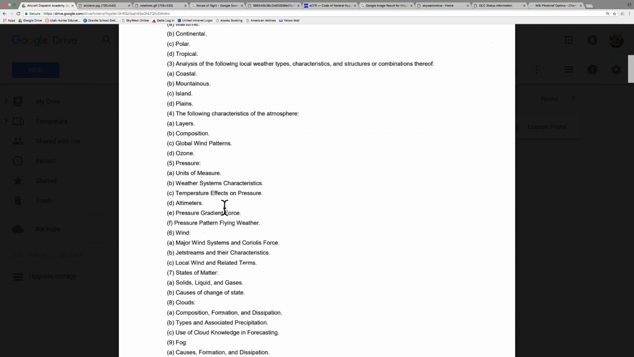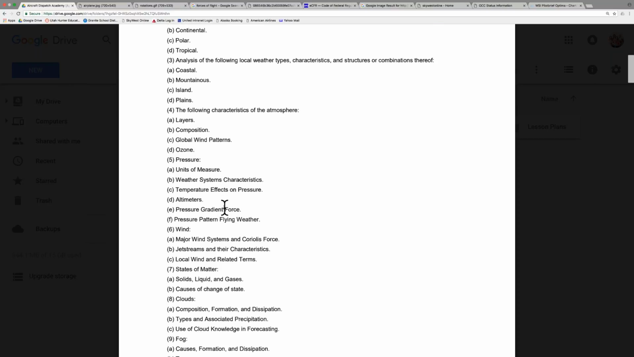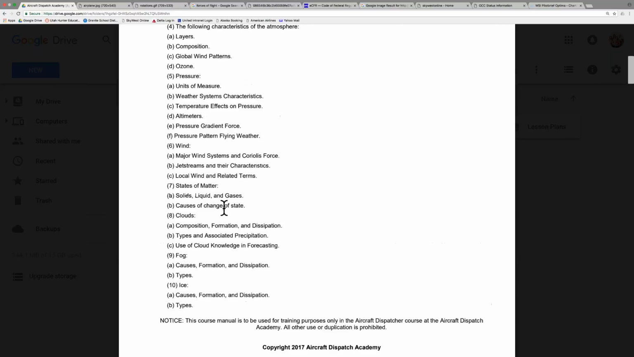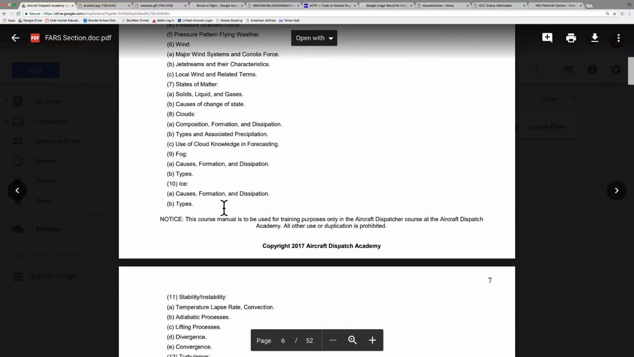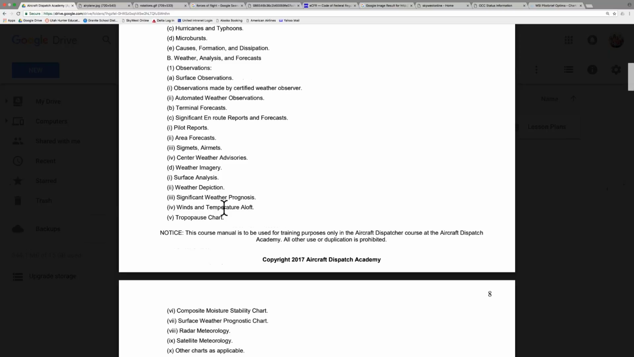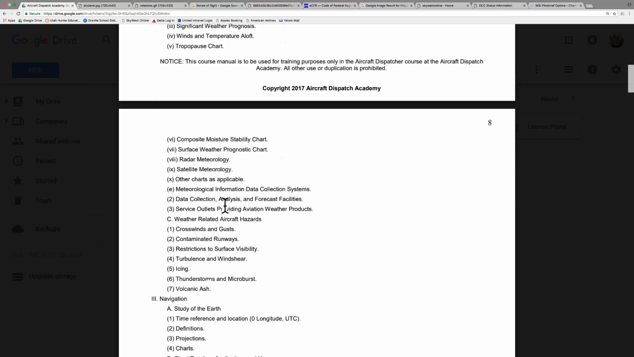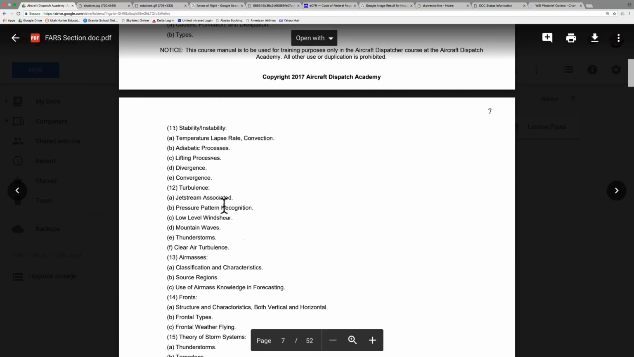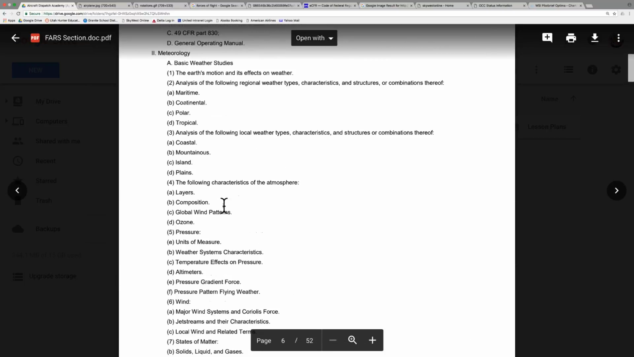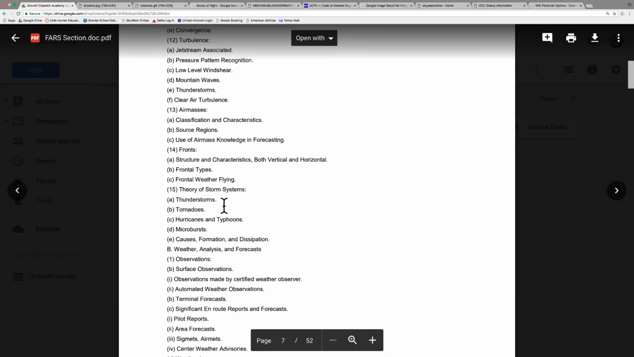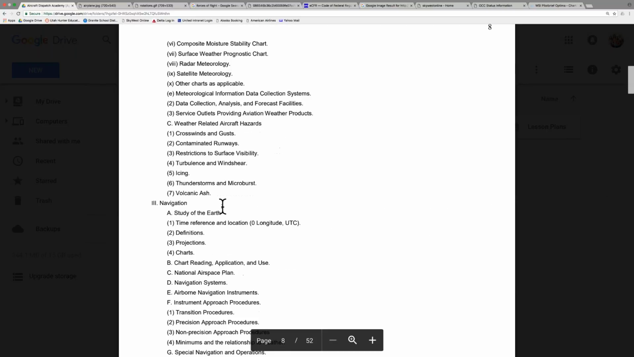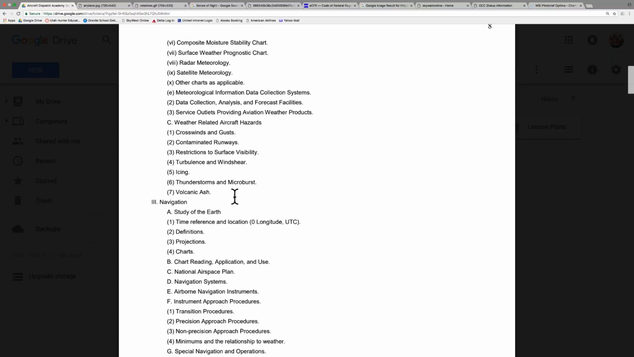So, as you can see, this meteorology section is probably a good majority of the things that they required. It's 2.5 pages of things that you have got to learn. So when we talk about meteorology, like we said before, that's going to take up probably a good 2.